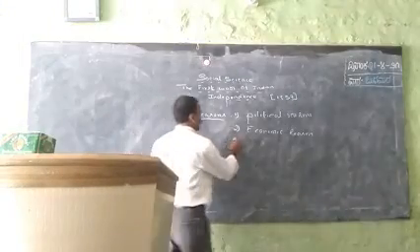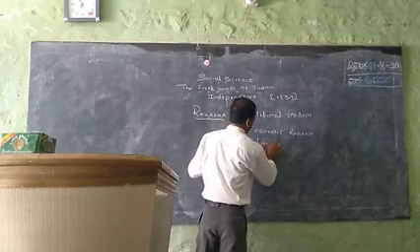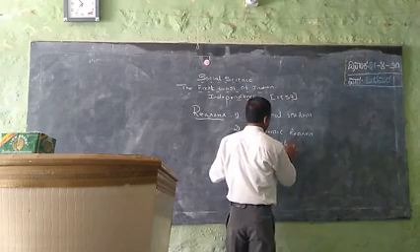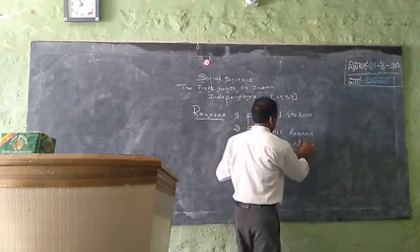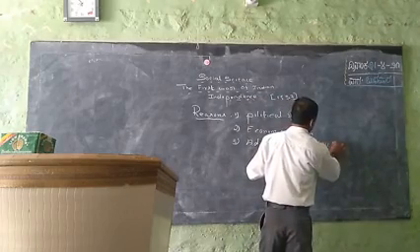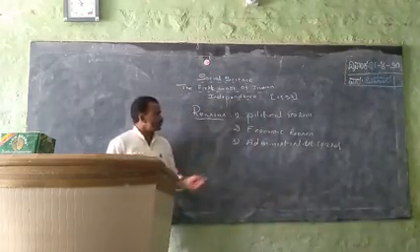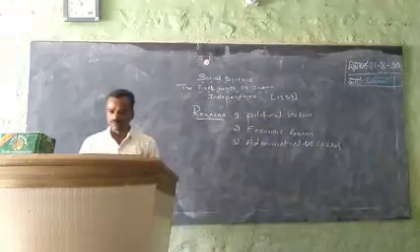So that is the second important cause for the 1857 revolution. Then the third important reason is administrative. The third important cause is the administrative causes.